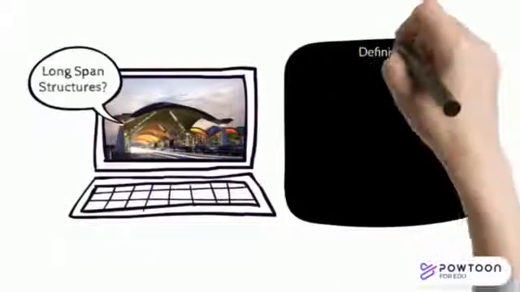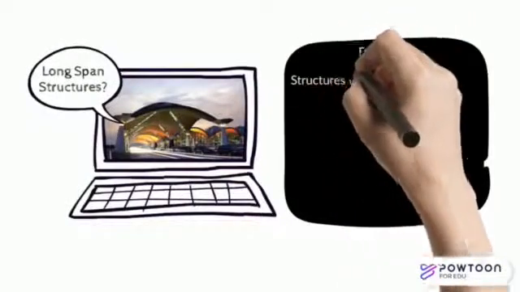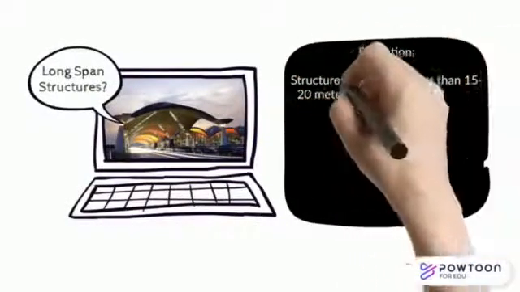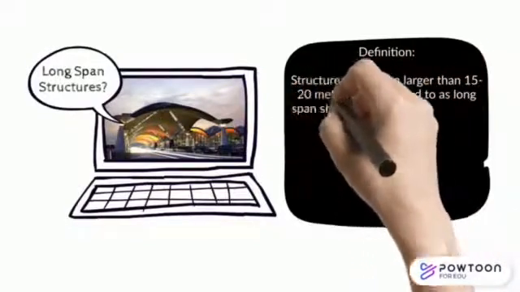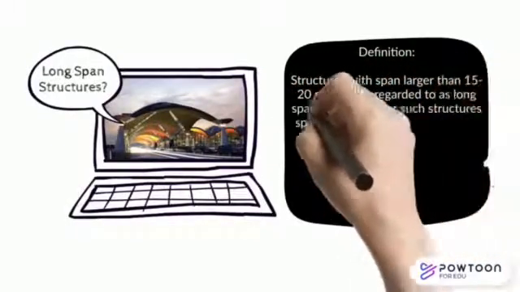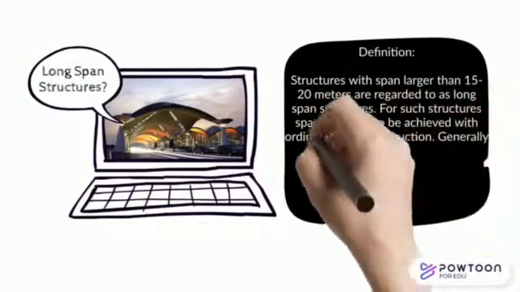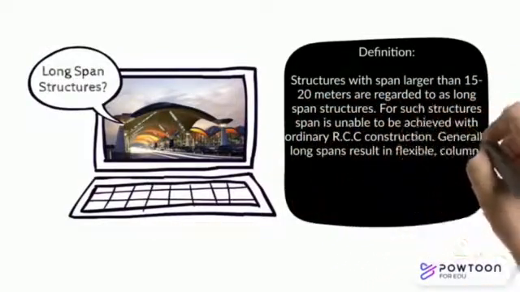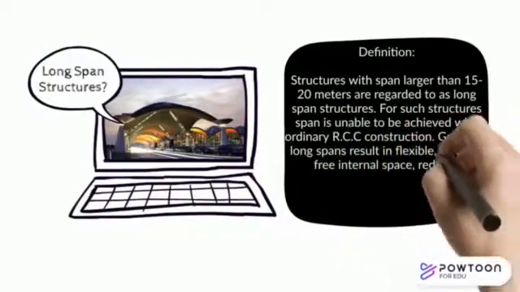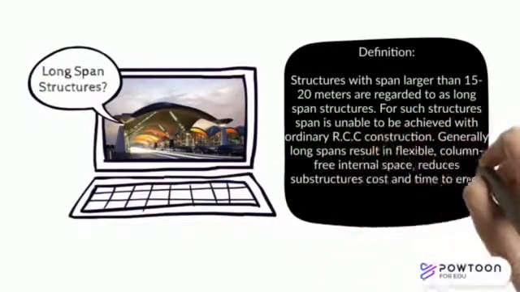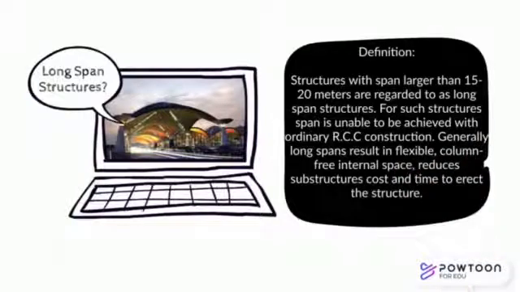Definition: structures with span larger than 20 to 50 meters are regarded as long span structures. For such structures, the span is unable to be achieved with ordinary RCC construction. As you know, RCC is reinforced cement concrete. Generally, long spans result in flexible, column-free internal space, and reduce substructure cost and time to erect the structure.